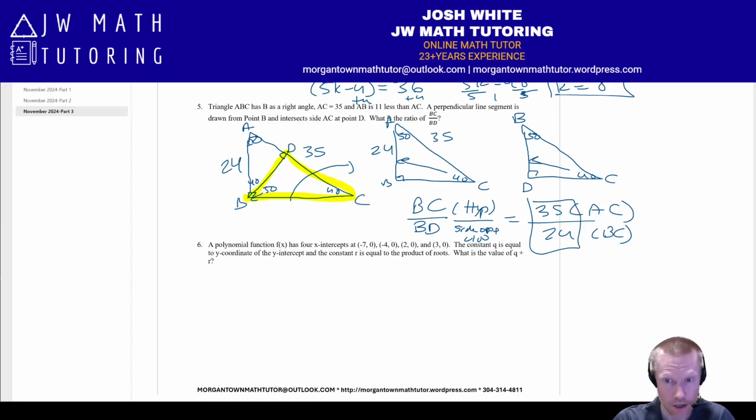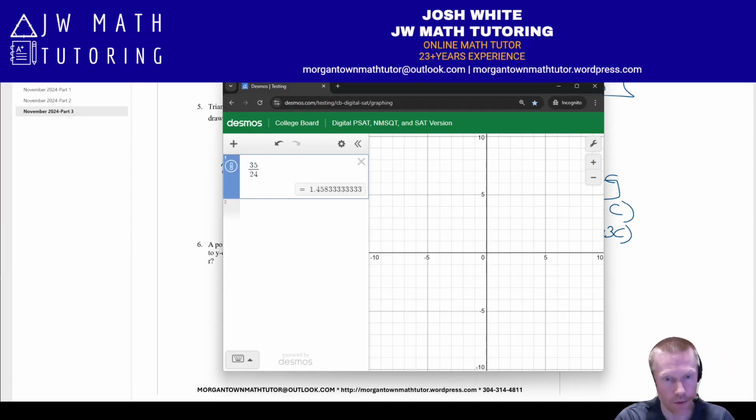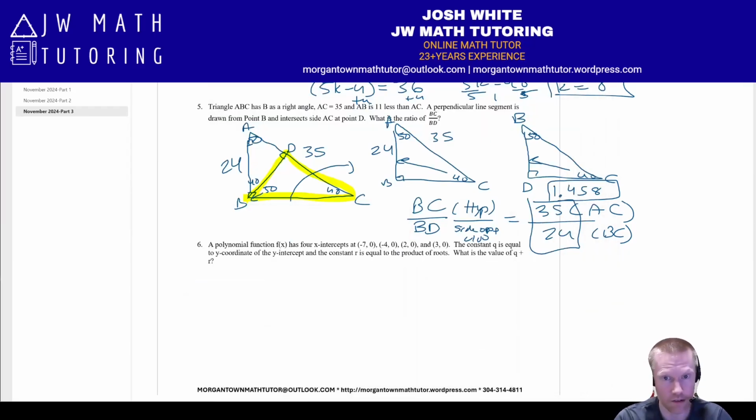You could enter it like that. You could also enter the decimal equivalent, which should be 1.458. Let me just double check that in Desmos, make sure I'm not misreading my handwriting. Yeah, 1.458, and whether you round it or truncate it, it's going to be the same regardless. Okay, so again, this is how you solve this problem using similar triangles.